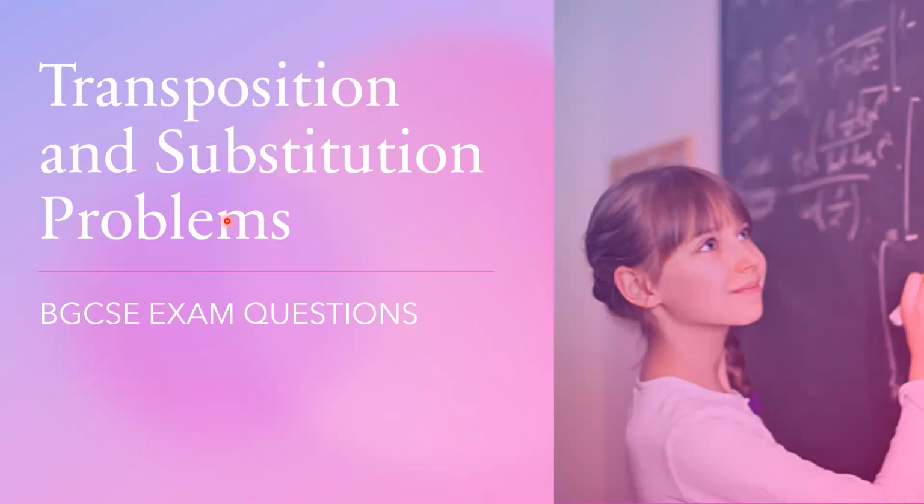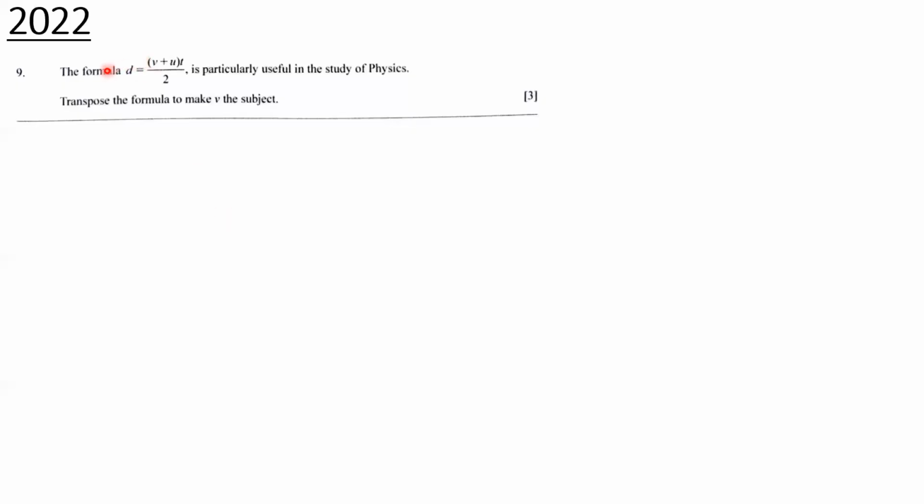Okay, let's begin. The first question says, the formula D equals (V plus U), all of that quantity, times T, all divided by 2, is particularly useful in the study of physics. Transpose the formula to make V the subject.